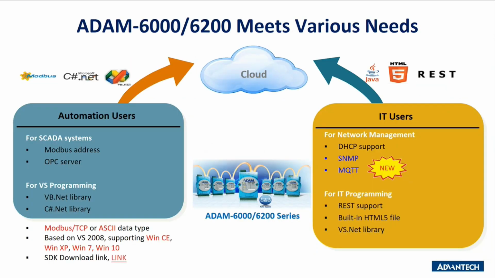So in general, Adam 6000 and 6200 series can be used for various IoT applications and cater for both automation users and IT users. So for automation users, the protocol that is commonly used will be Modbus, and the programming used are VB.NET library and C# programming with the SDK provided by us. You can still use other programming languages such as Java, but we don't have an SDK for this. So you can use those open source libraries to do your own programming.